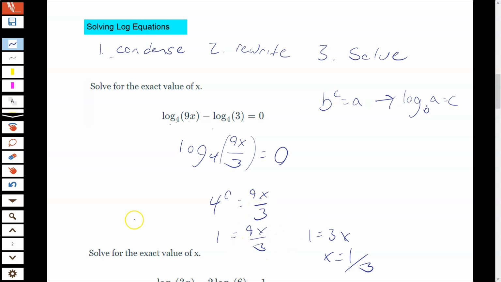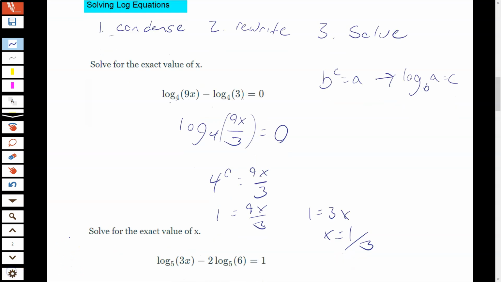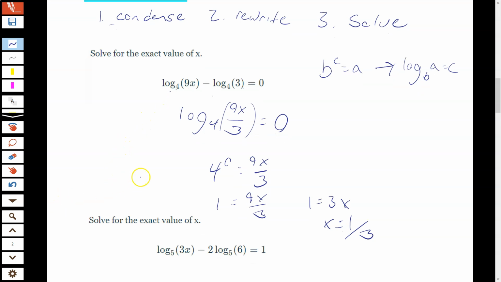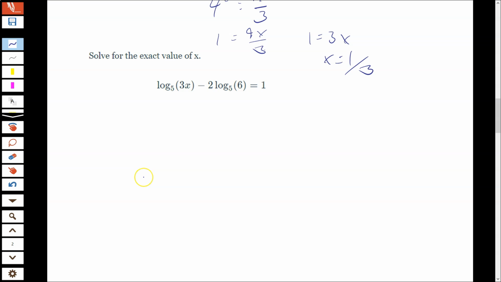Okay, like I said, you know how to do all 3 of those steps already. So we'll just do one more example. Make sure you can follow this example start to finish, and you have it captured in your notes before you move on. So now's a good time to pause. Our steps here are condense, rewrite, and then solve.